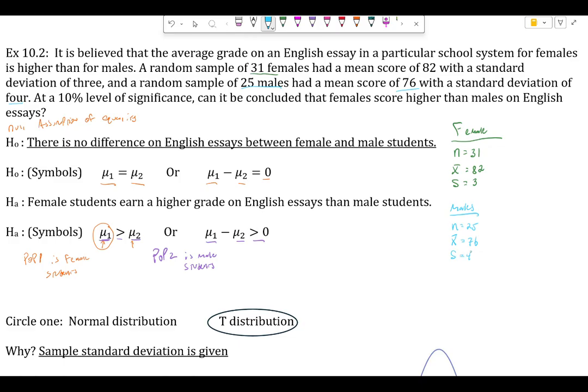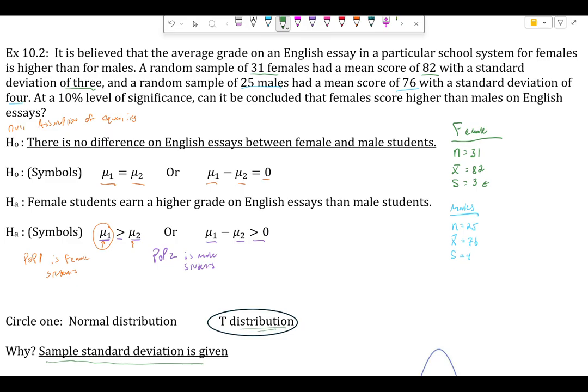One thing I glossed over is that since we are talking about a random sample, the standard deviations in these sentences are referring to the sample. So these are sample standard deviations. So we're using the sample standard deviation symbol, and we're going to be using the t-distribution because of that, which is the next thing to discuss. Why? Because the sample standard deviation is given for both.